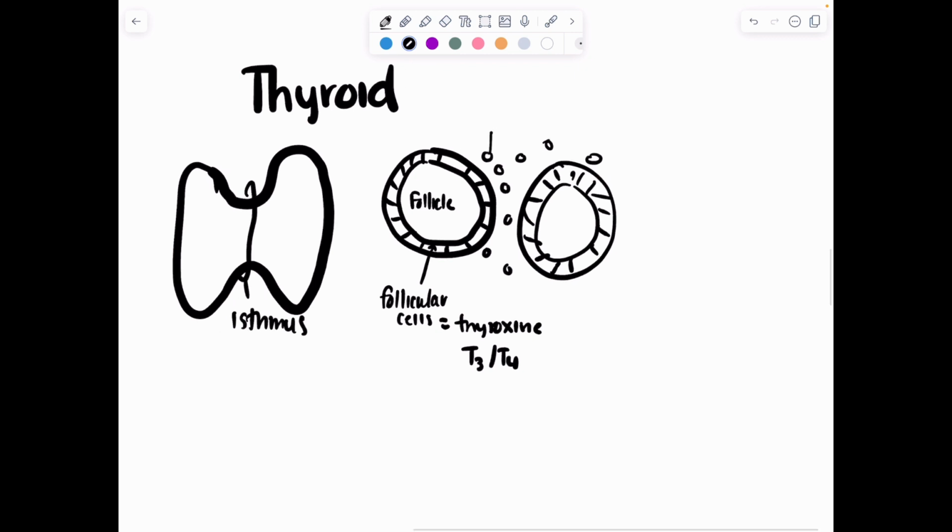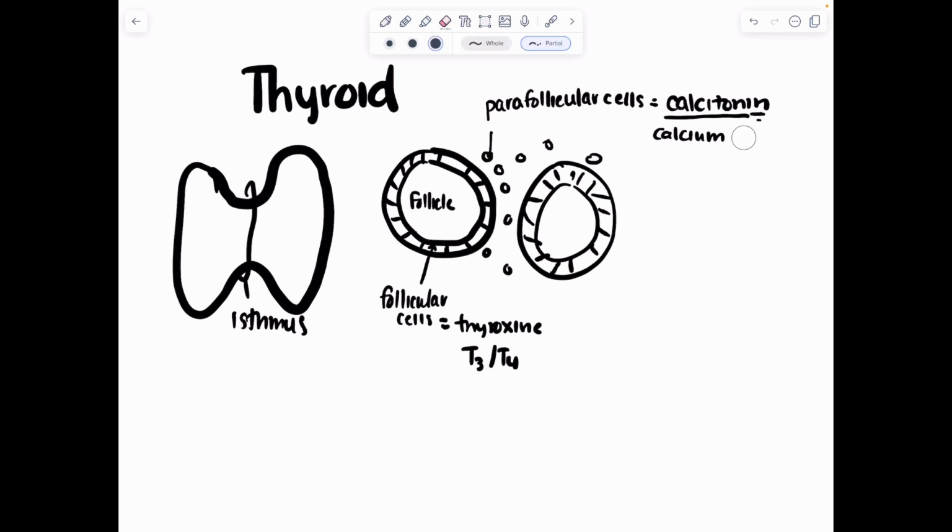Now these cells on the outside, we typically call them parafollicular, outside of the follicle. Parafollicular cells here create calcitonin. What calcitonin does is it likes to keep calcium in the bone. So calcitonin helps keep calcium in the bone, and we're going to talk more about that in a second, but that's how I remember calcitonin.